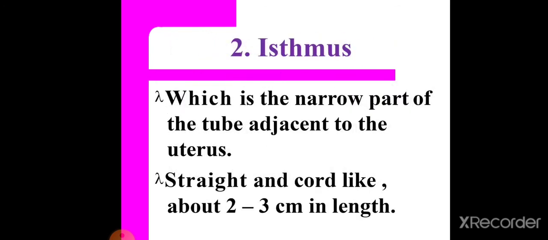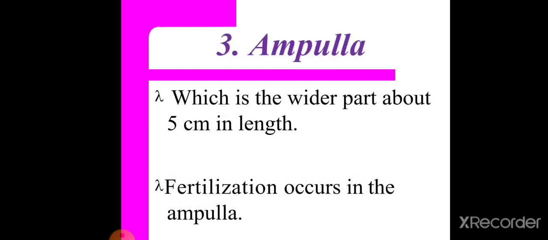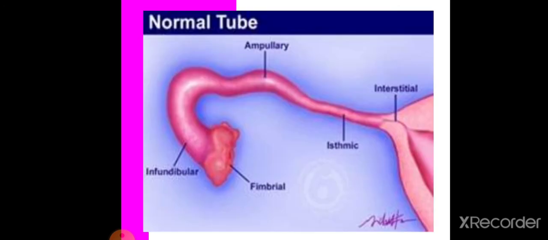Then isthmus. It is the narrow part of the tube adjacent to the uterus. It is straight and cord-like, about 2 to 3 centimeters in length. Then ampulla. It is the most vital part, about 5 centimeters long, and it is the site of fertilization. So here we can see the interstitial part, isthmic part, and the ampullary part.